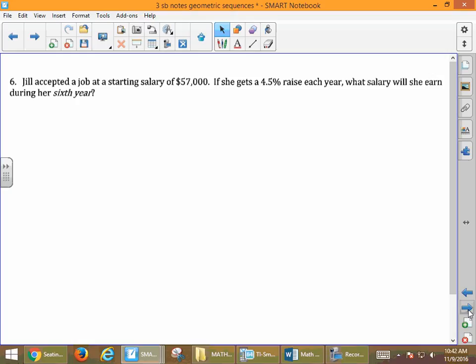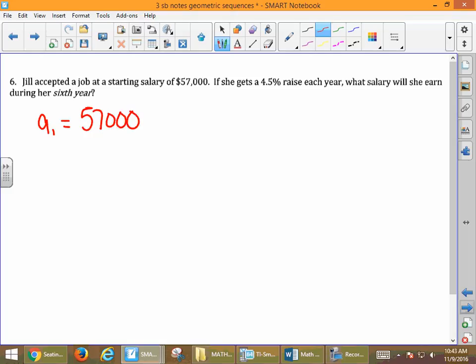I'm going to try to get problem 6 set up. I don't know that I will get it solved, but I don't want to leave too much extra for us to do tomorrow. Jill accepted a job at a starting salary of $57,000. If she gets a 4.5% raise each year, that means each year she's multiplying her salary by 4.5%. What salary will she earn during the 6th year? So that means that it's a geometric, and our original amount is $57,000.